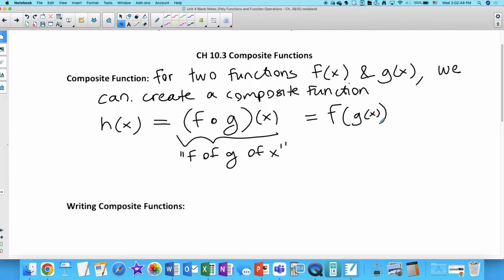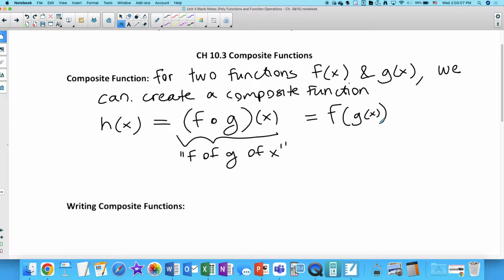This is supposed to be like a tiny o. It's supposed to be smaller. Like if you look at it typed, the font is smaller than the other two letters. But I personally always rewrite these this way, so that I know which function I'm putting into which, right? I'm replacing the x's in f of x with this new function g of x, okay?